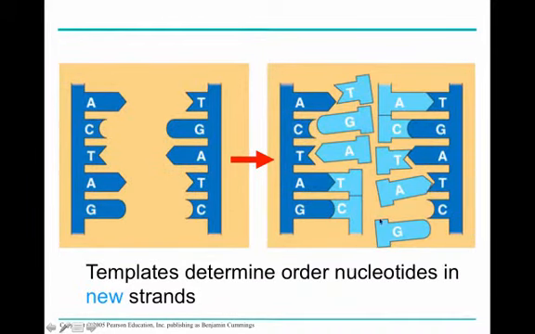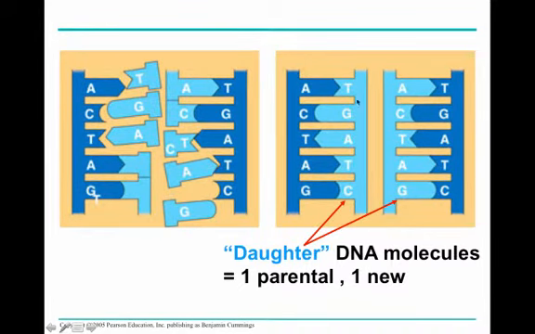Our new nucleotides will be brought in by another enzyme, and they're shown here in light blue or turquoise. And they're brought in to complement whatever nucleotide or nitrogenous base is shown on the strand. And then we end up with two daughter, or two new, DNA molecules as a result. And each has an old strand and a new strand.